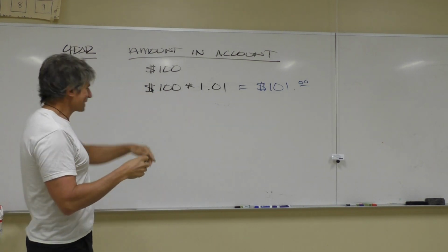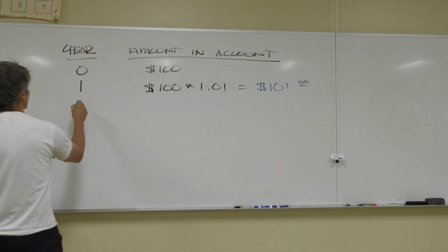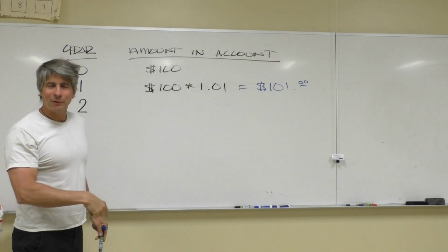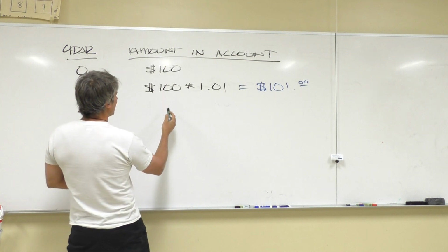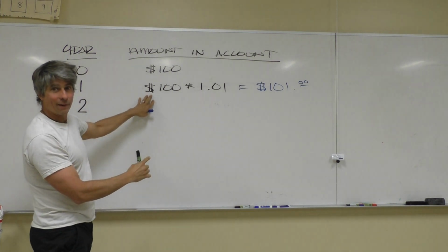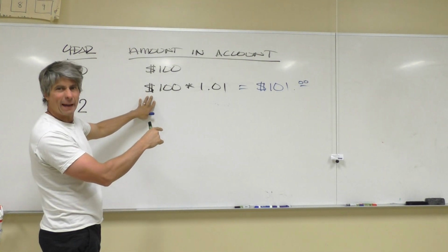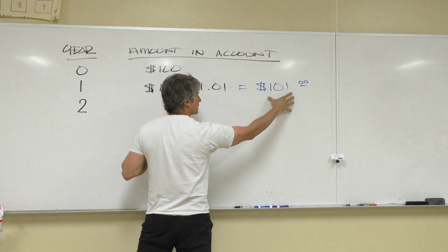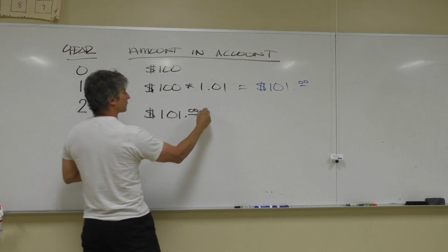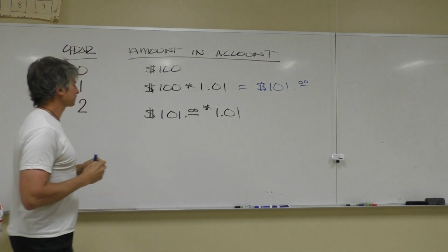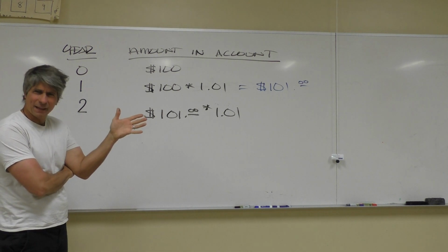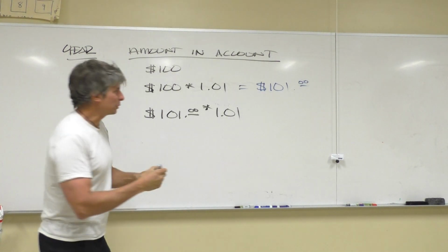In order to get the next year, year 2, I no longer want to go back and do it the old way. Now I want to do it the new way. And the new way is taking the previous amount, $101, and multiplying it by 1.01. Then, if I remember correctly, we figured out that that was equal to $102.01. I'll put that in blue over here.